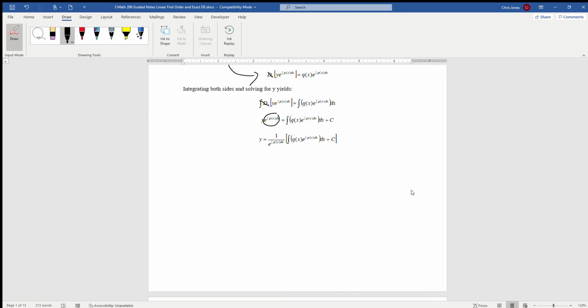Now it's a formula, but it's actually much more than a formula. So you could write it as y equals 1 over e to the integral of p of x dx times the integral of q of x e to the integral p of x dx plus c. Or if you think of this as I and this is I, you could just write this as y equals 1 over the integration factor times the integral of q of x times I dx plus some constant of integration c. That might be a little bit easier for us as we go along.